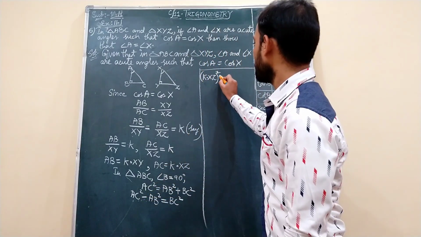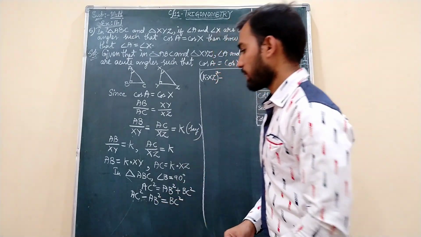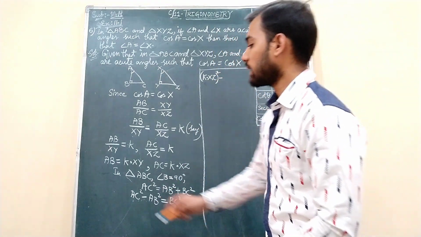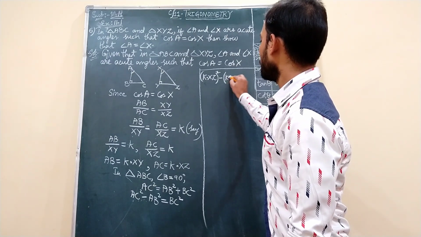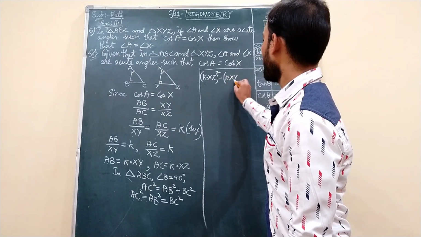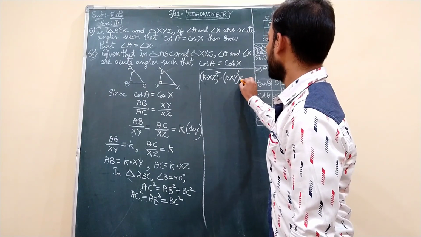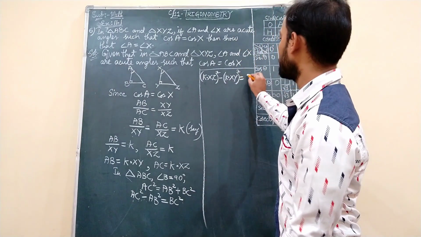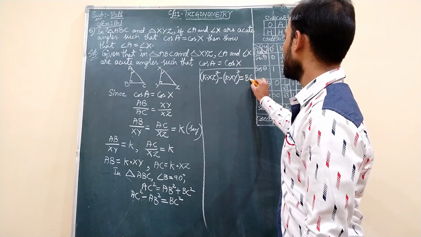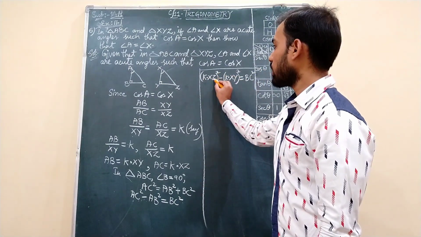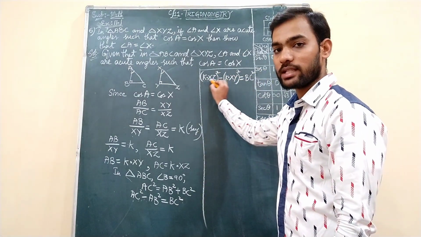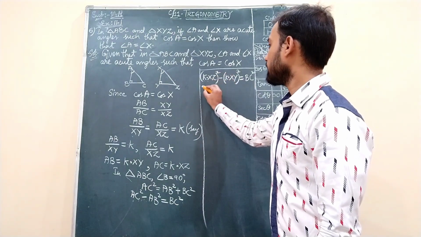Then minus AB. What is AB? There we have AB as K into XY. That I will write K into XY whole square is equal to, right side remains BC square as it is, BC square. Okay students. So now this square is there for both, the constant as well as the side of the triangle. I am applying that square inside.